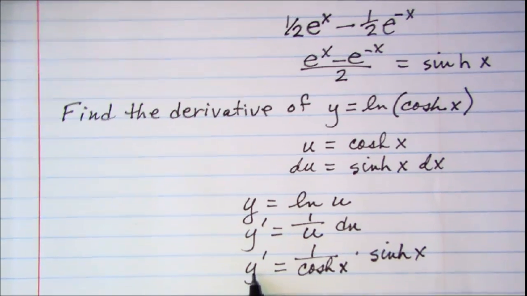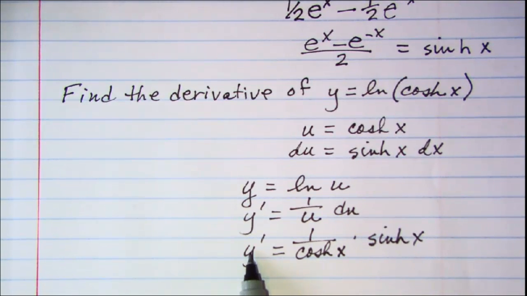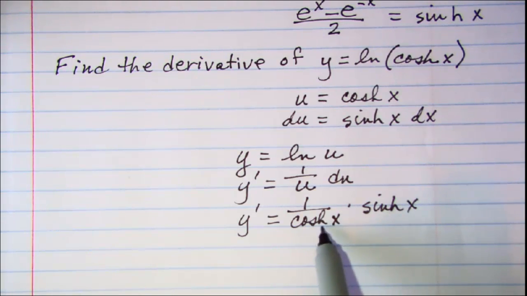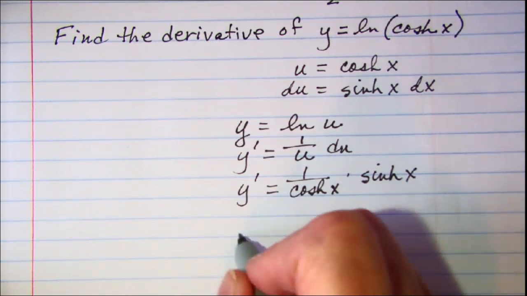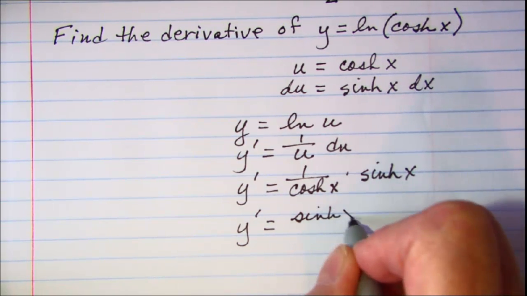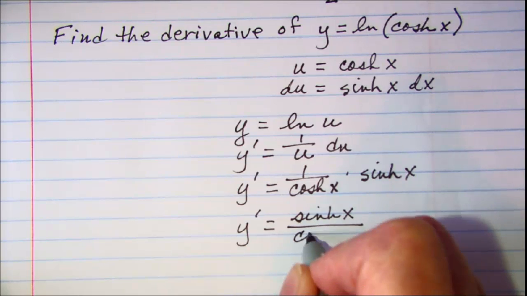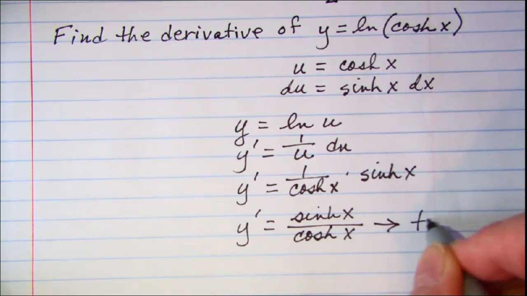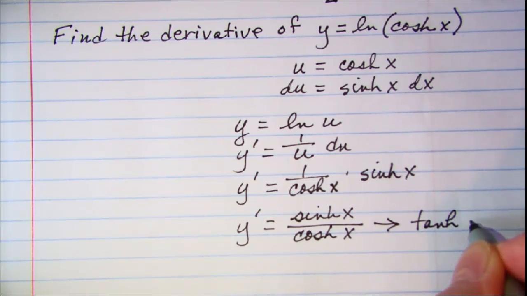And this notation with y prime, that's actually dy dx. So I'm not going to write my dx back here in the end. So I can rewrite this as hyperbolic sine x over hyperbolic cosine x, which we know is the hyperbolic tangent of x.